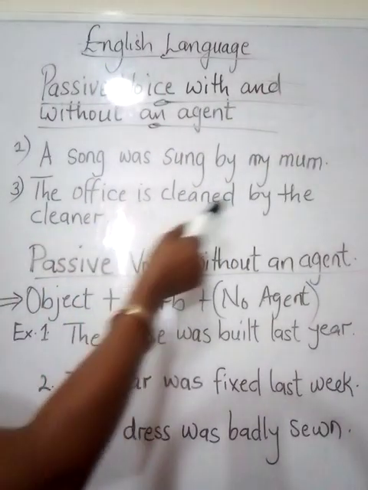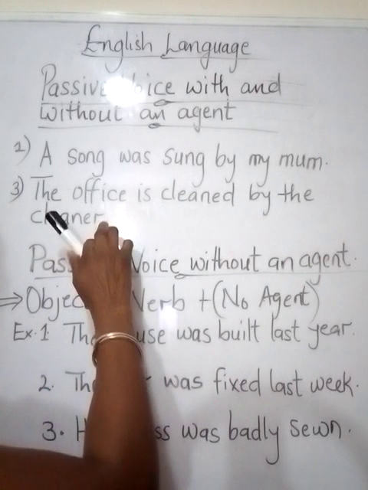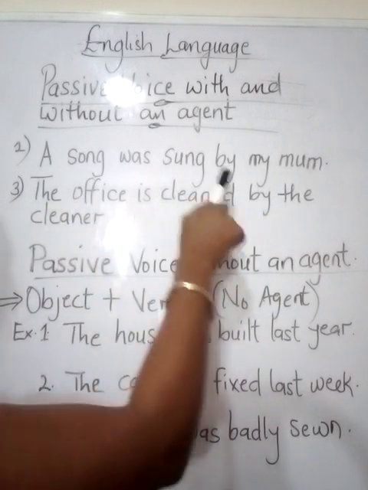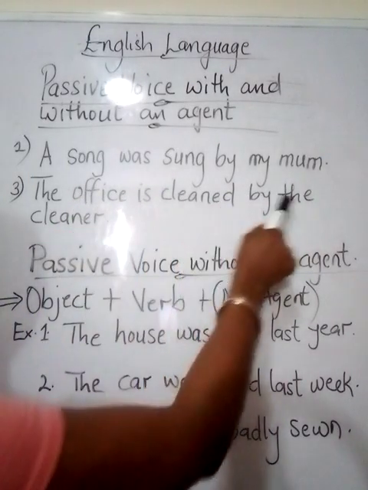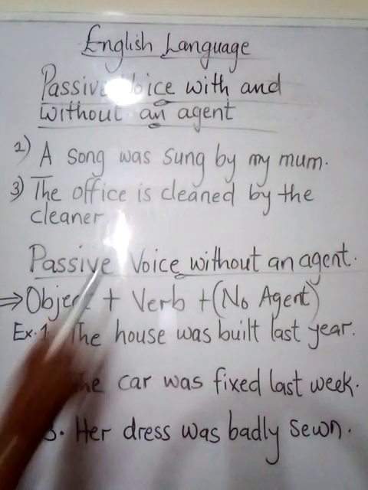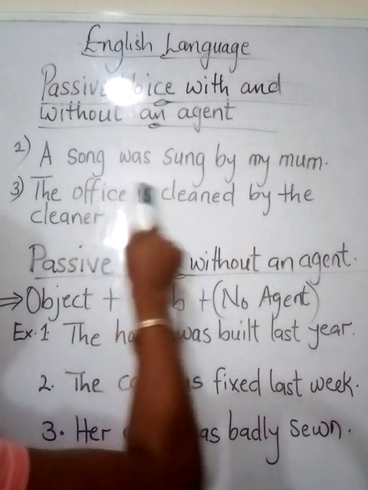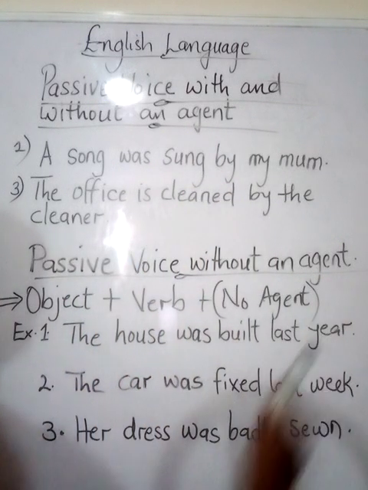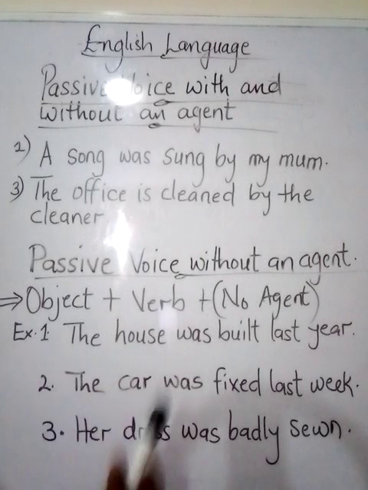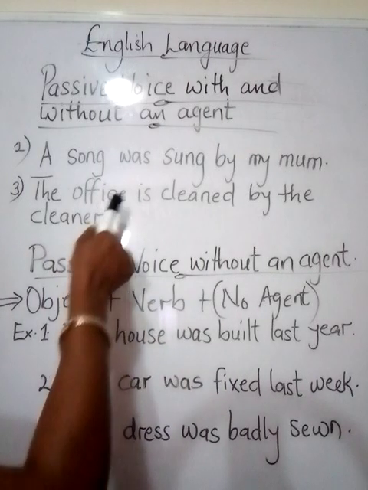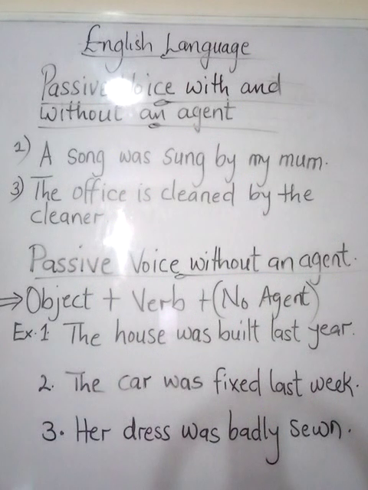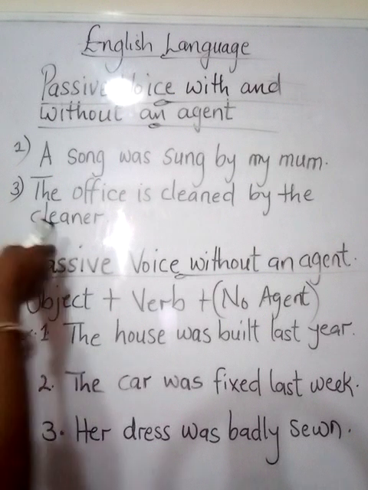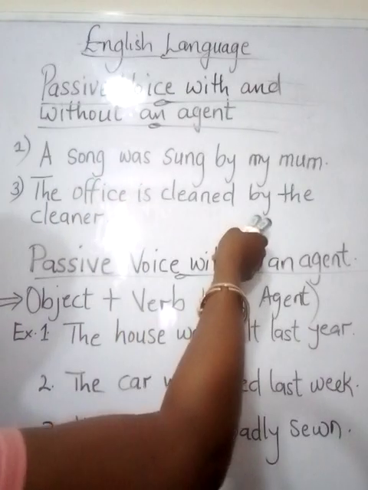The office is cleaned by the cleaner. In the active voice, this would read, the cleaner cleaned the office. Or rather, the cleaner cleans the office. Okay, because the "is" here shows that it's a present thing, something that still happens. The cleaner cleans the office. It's a present simple tense. The cleaner cleans the office, but in the passive voice it is, the office is cleaned.